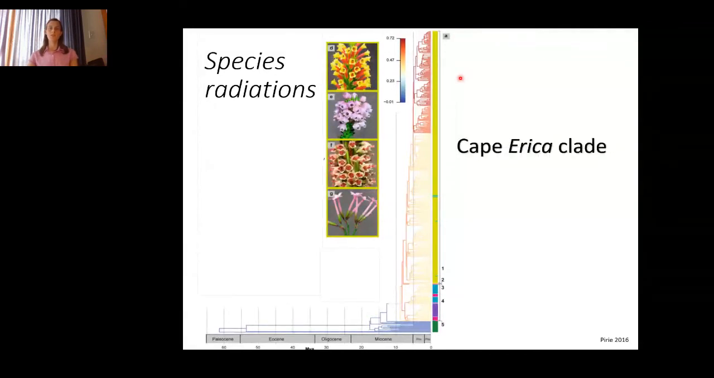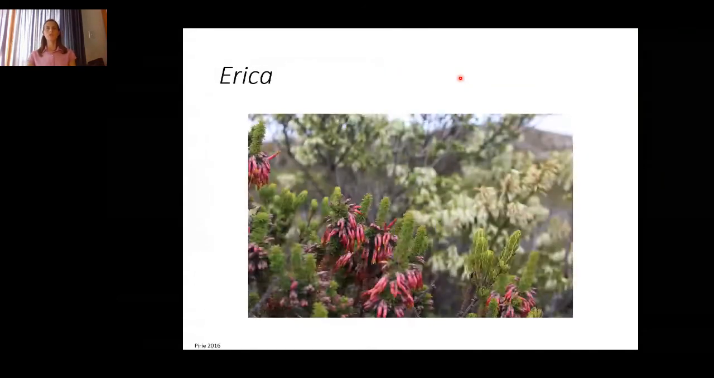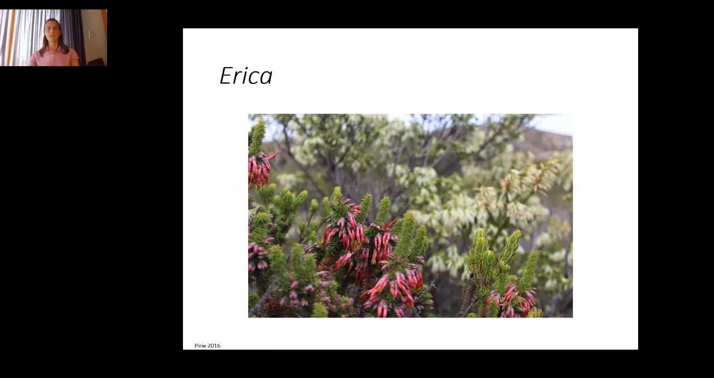And this radiation has produced nearly 700 species that now exist in the Cape Floristic region. And this radiation occurred in a small biome, the Cape Floristic region, and therefore there's a large number of these congeneric species that still need to coexist together, often sympatrically. And consequently, when these ericas occur together and when they flower together, there need to be reproductive barriers that maintain the species boundaries and prevent genetic contamination and genetic swamping.